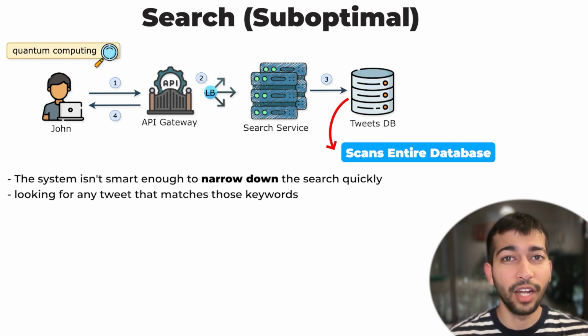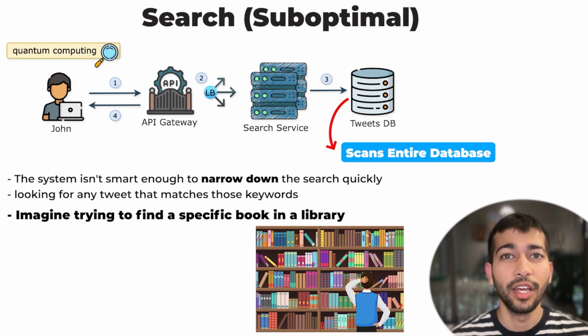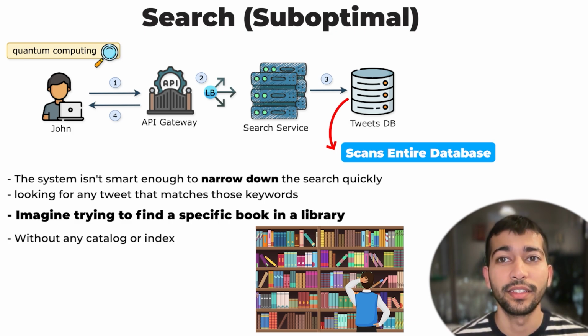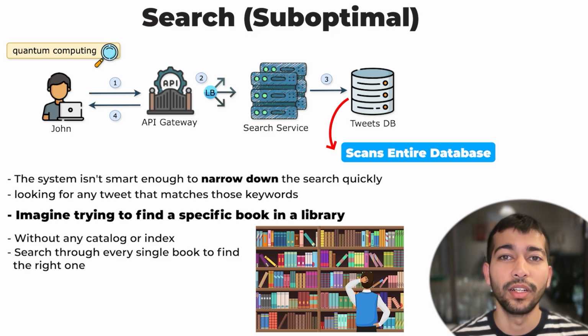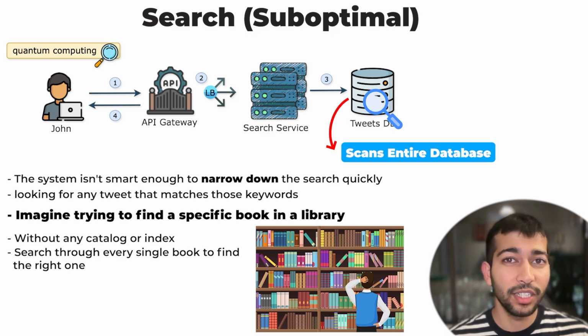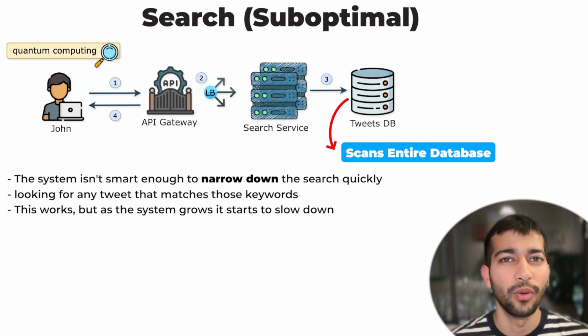If you want to imagine how slow that is, imagine trying to find a specific book in a library without any catalog or index. You'd have to search through every single book to find the right one. That's exactly what the system is doing here, scanning the whole database for every search. Well, this works, but as the system grows, it starts to slow down.